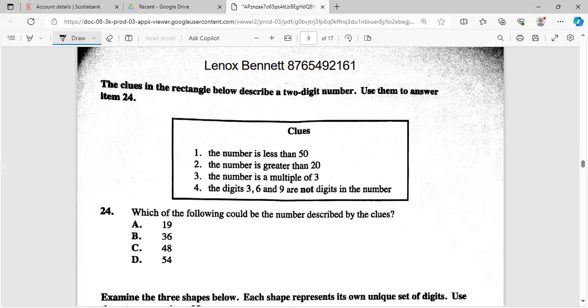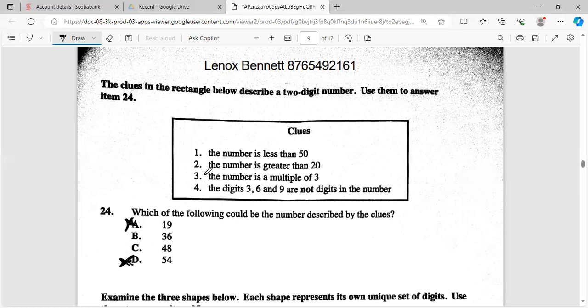Alright, let's look again. The clues in the rectangle below describe a 2-digit number. Use it to answer item 24. So these are the clues. The number is less than 50. So guys, when you get the clues, you're going to do an elimination process right away. So you inspect these numbers and see which is less than 50. Cross it out. Don't involve it, alright? The number is greater than 20, so we cross off 19. 19 is less. So it can only be 36. That's how easy it is.